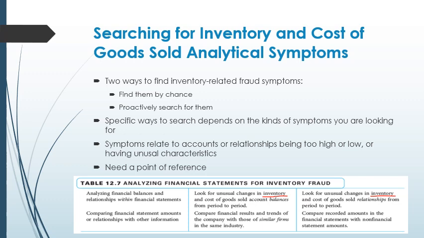So again, here we have the same table that we saw earlier, but this time the top row mentions inventory instead of revenue. So I underlined where they said inventory. And I'm not going to get into these in detail again, because each one of them is the same, but I just want to mention that some of the ratios that can be used to look for unusual changes in inventory and cost of goods sold relationships from period to period are gross profit or margin ratio, inventory turnover, asset turnover, operating performance ratio, working capital turnover, and earnings per share.